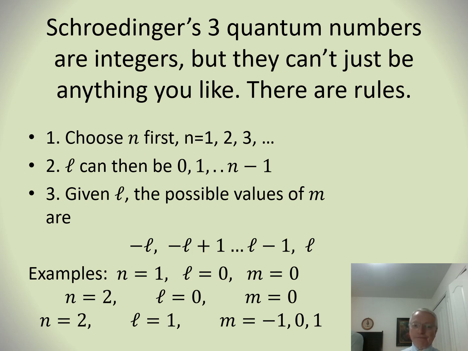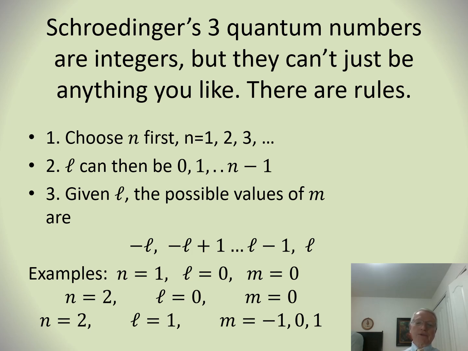So here's an example. If n is equal to 1, then n minus 1 is 0, and so you can only have L equals 0. And because you can only have L equals 0, you can only have M equals 0. So this is a pretty simple energy state. There's just one of them.